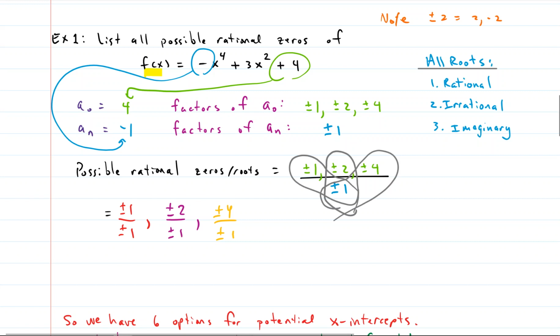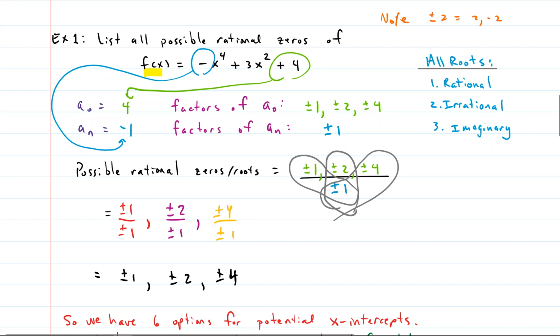And what do we get from that? That gives us just plus or minus 1, plus or minus 2, and plus or minus 4. So notice something important. I want to reiterate this. I mentioned it before, but I want to reiterate it.